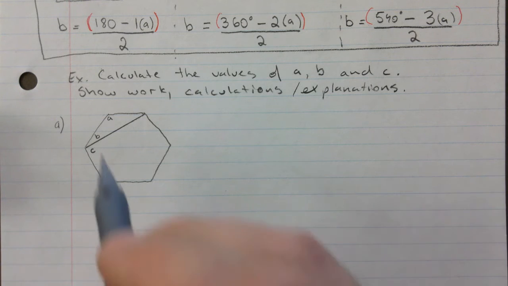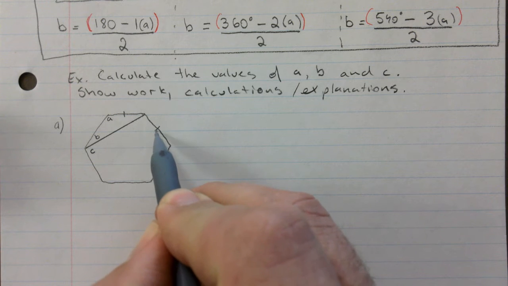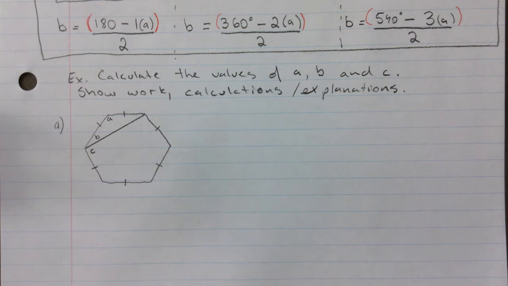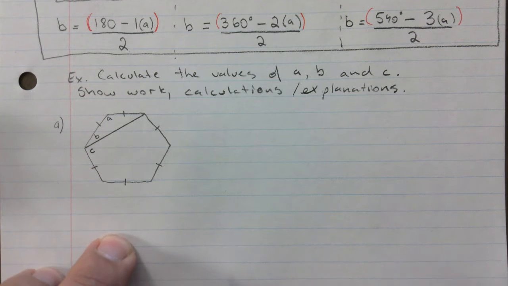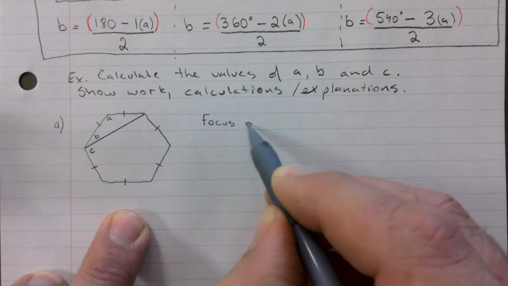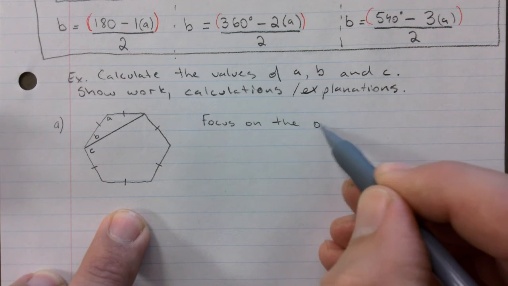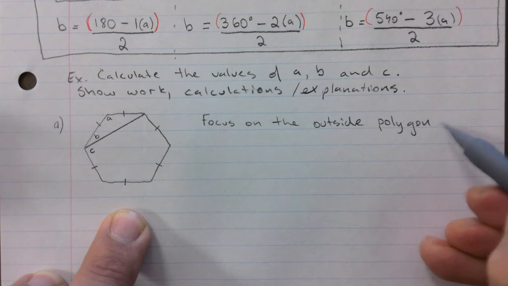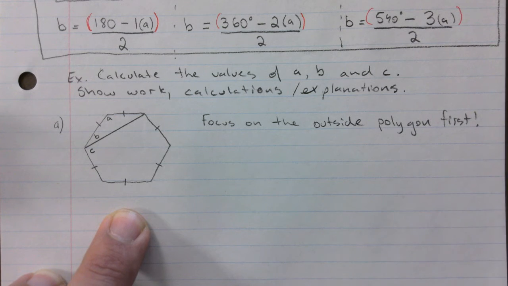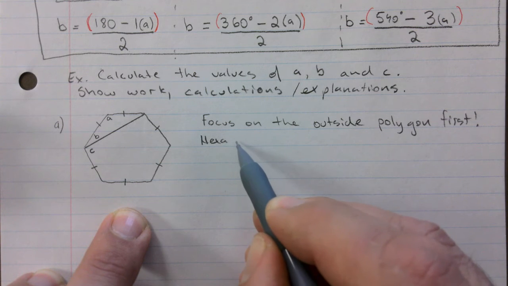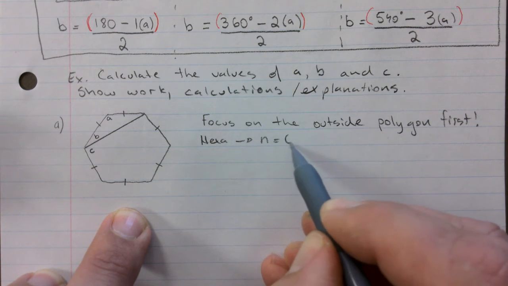And it should say that this is regular, so go ahead and do this. Outside of this hexagon, make sure they're all the same. All of them have the same side length and same angle as well. Okay, so I will tell you this for your notes. Focus on the outside polygon first. It's a hexagon. That means that n is equal to 6.